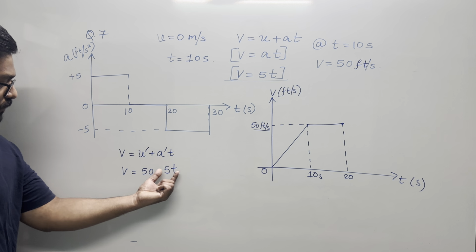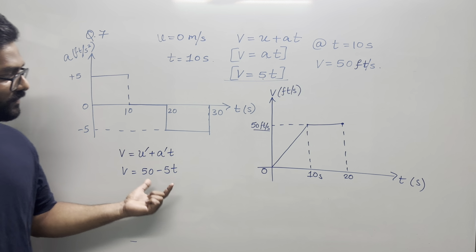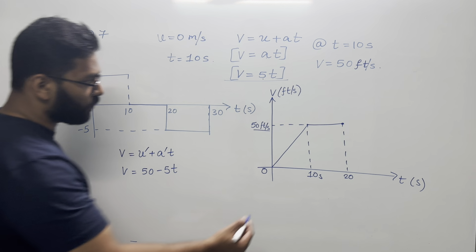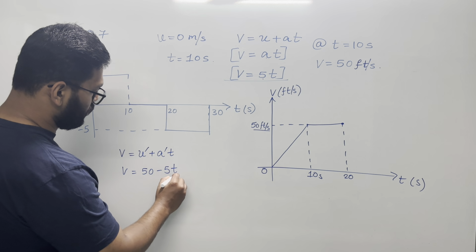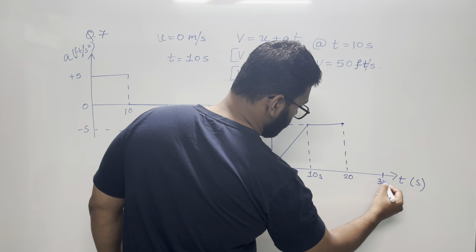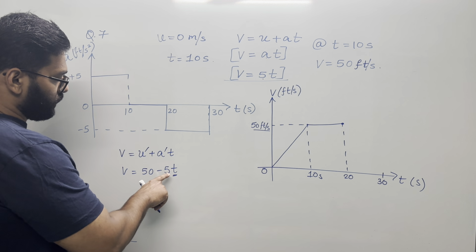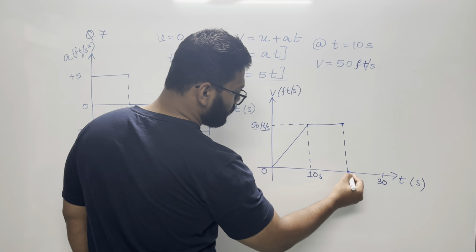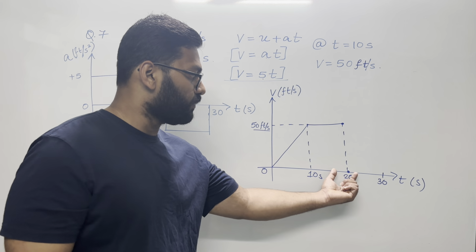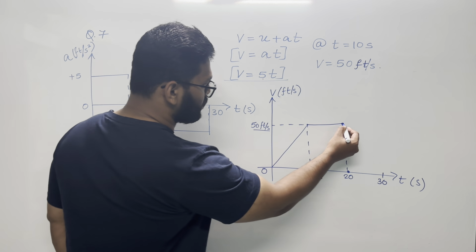Now when t is equal to 0, v is 50. Let me draw it here. For t is equal to 0, it is 50. So let me take this as 20 to 30, considering this as my 0 time in this case. I am taking this as my origin of time for this case. So if t is equal to 0, v is 50. That is the correct one.